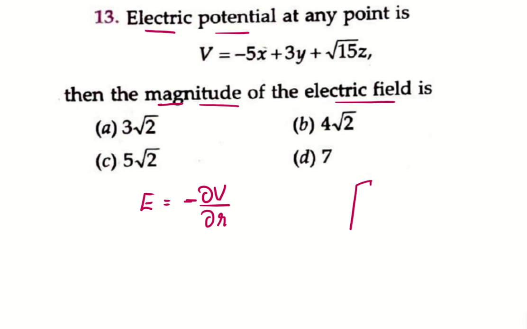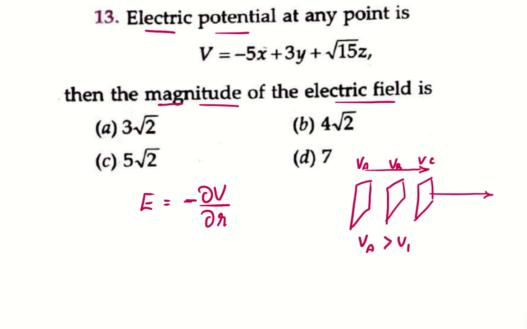Suppose we have equipotential surfaces like this, and if the direction of the electric field is this way, definitely the potential is decreasing. For example, if this is the potential VA, VB and then VC of these three potential surfaces, then definitely VA is greater than VB is greater than VC. So the electric field direction is in the decreasing potential. That's the negative sign.